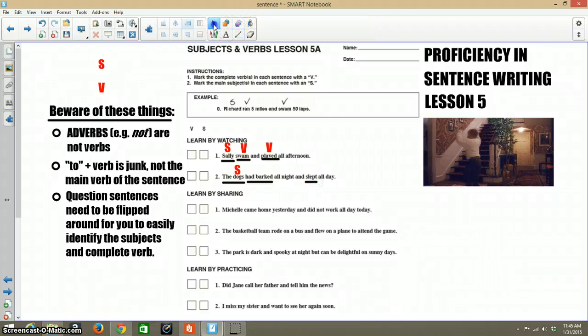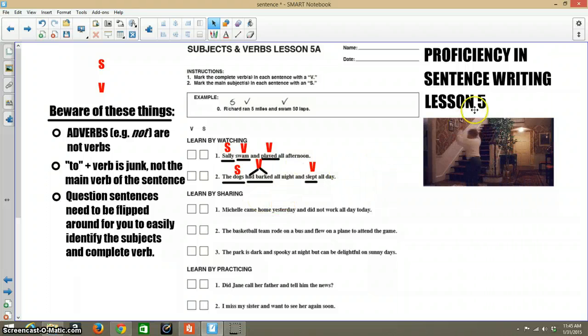When you're doing this, you're going to put V's over top of things. This one needs some lines because there's a two-word verb. And then the second verb just has one word, so we just put a V over top of it. All right, so everything you get on this sheet is going to be SVV.